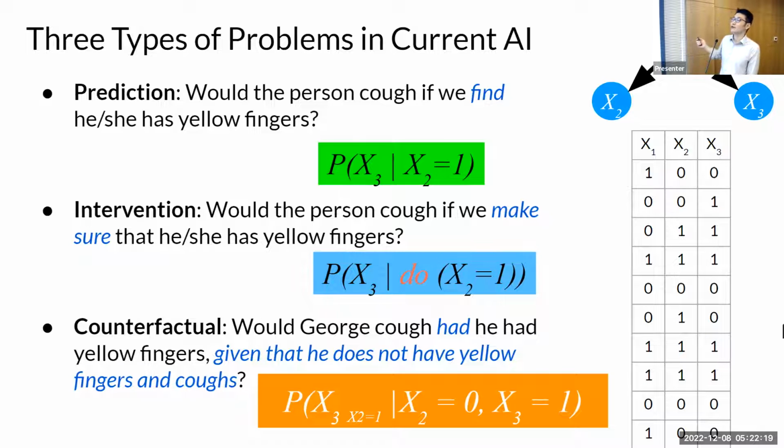Now let's try to answer the following question. We have a structure, and we have data. Would George, a particular person, cough had he had yellow fingers, given that he does not have yellow fingers and coughs? So here you can see it's another level. We are talking about a particular unit, a particular subject. And clearly, whenever you talk about a particular subject or subgroup, your answer would be more informative and more specific. And you also make use of evidence. Something happened to George, and you can make use of such information.